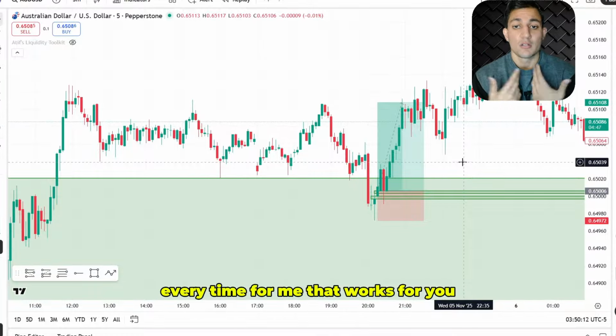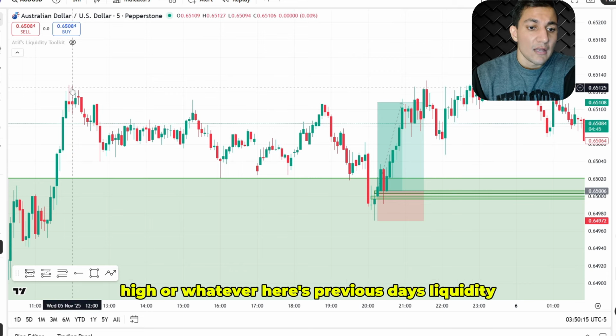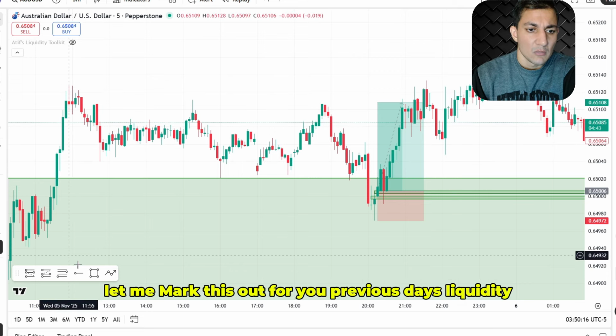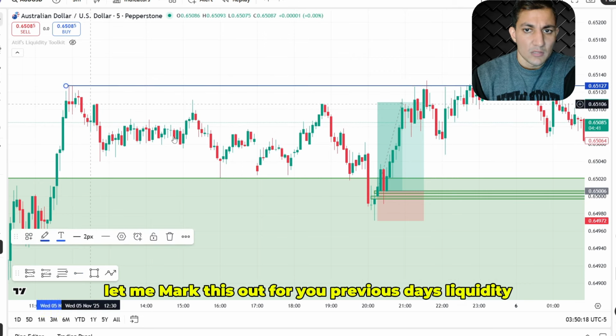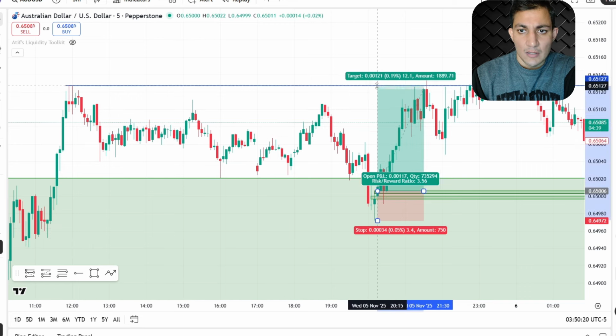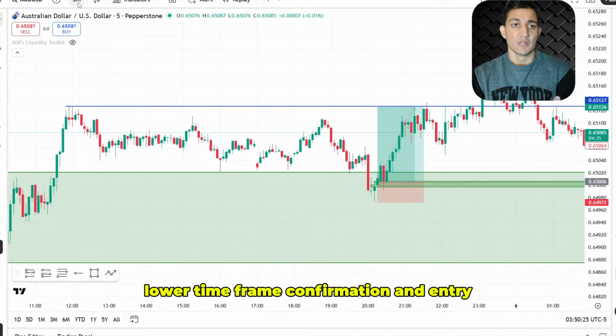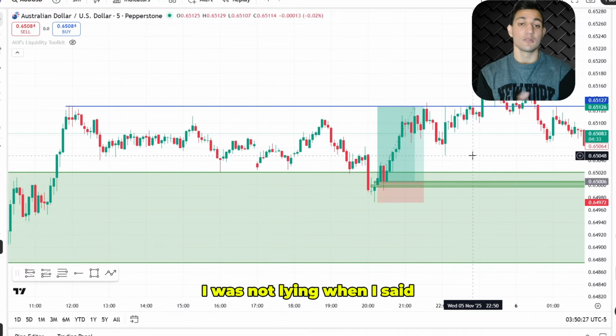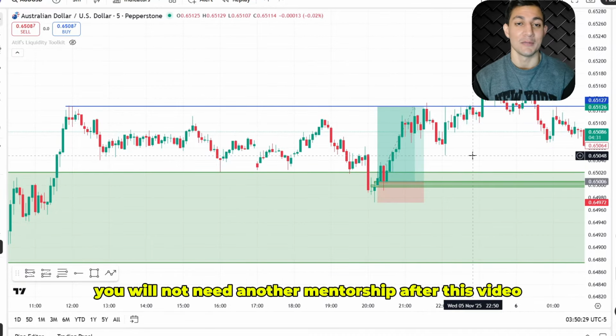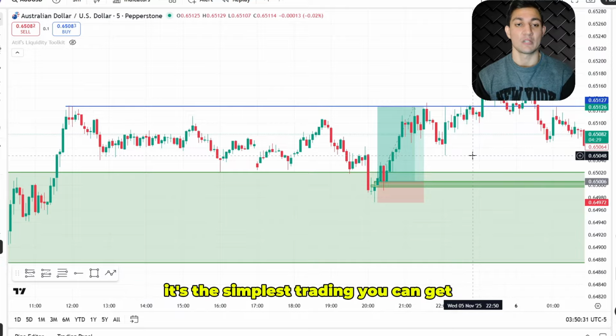For me, that works. For you, you might want to target previous session's high or whatever. Here's previous day's liquidity. Let me mark this out for you. Previous day's liquidity, easy peasy target. And like that, right? It's all you need. 4-hour fair value gap, lower time frame confirmation, and entry. I was not lying when I said you will not need another mentorship after this video. It's the simplest trading you can get.